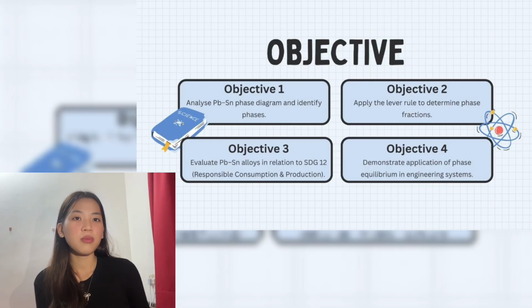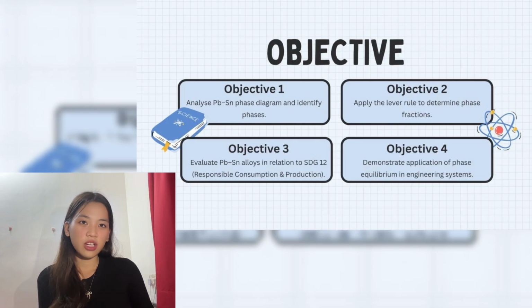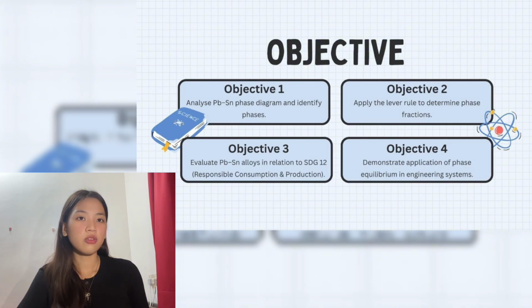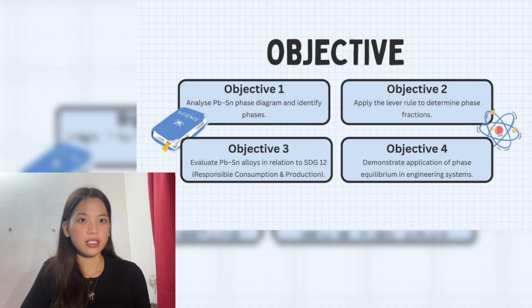First, to analyze the PBSN phase diagram and identify the phases present under various compositions and temperatures. Second, to apply the lever rule to quantify the proportions of solid and liquid phases at a selected composition. Third, to evaluate the relevance of the PBSN alloys to Sustainable Development Goal 12, focusing on material efficiency, energy consumption, and recyclability. Finally, to demonstrate the application of the theoretical phase equilibrium principles to practical engineering systems, bridging the gap between theory and real-world engineering practice.